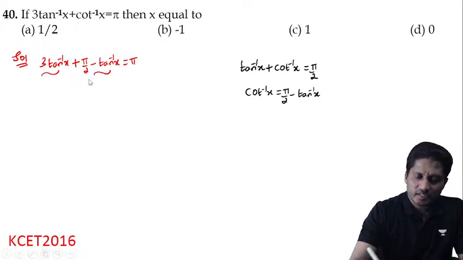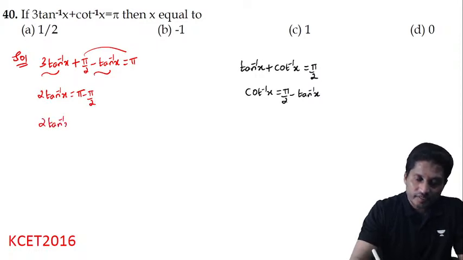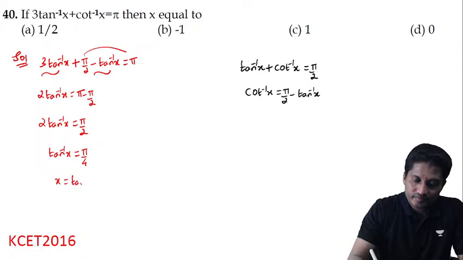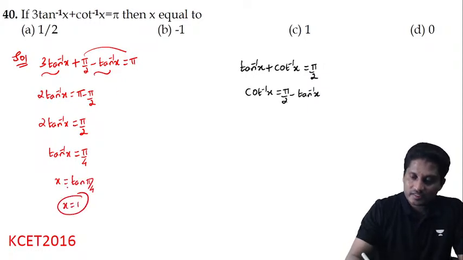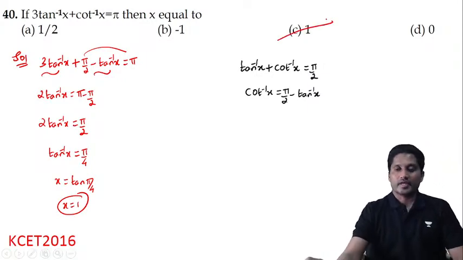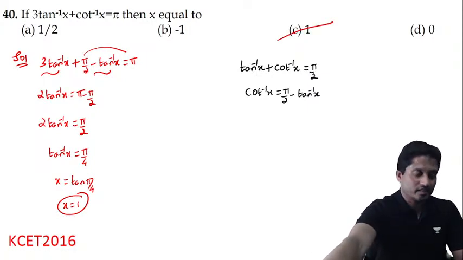3 tan inverse minus tan inverse is 2 tan inverse of x. Okay, is equal to pi plus pi by 2. You shift on the right side, it is minus pi by 2. 2 tan inverse of x is equal to pi minus pi by 2 is pi by 2. Now tan inverse of x is equal to pi by 4 after you shift the 2 on the right side. This is equal to tan 45, and tan 45 is 1. Answer is 1. Right, it's a simple question, guys. Just use the identities.